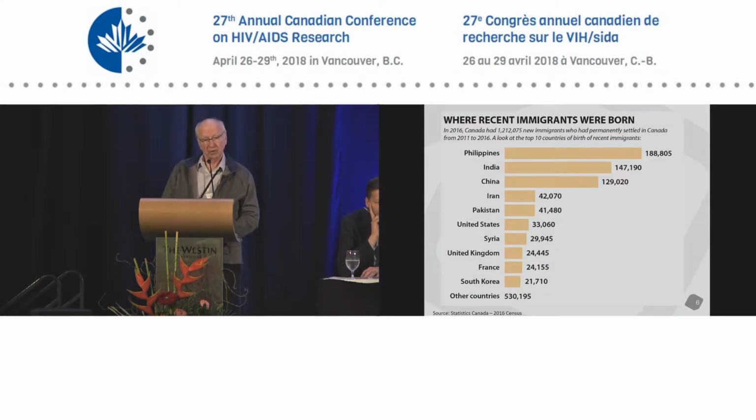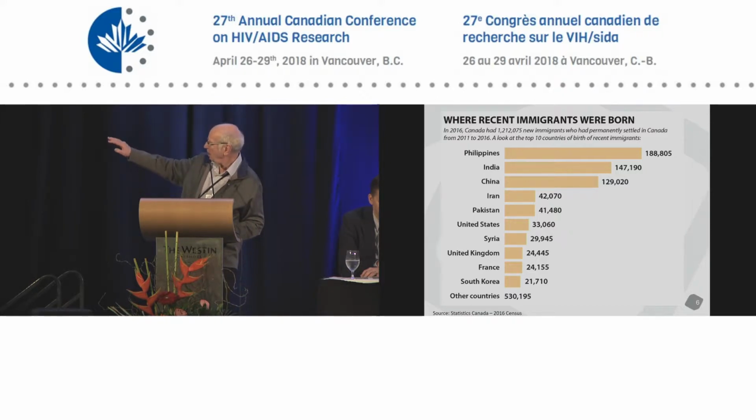Let us now look at who are the recent immigrants that are coming to Canada. As I mentioned, prior to 1976, the emphasis was on the United Kingdom, France, the United States. Since then, we can see what has happened. These are where recent immigrants were born. What is striking here is the demographics of immigration has shifted quite sharply towards Asia.